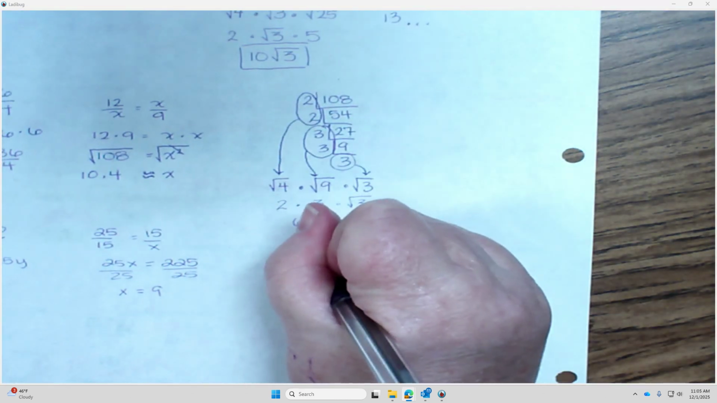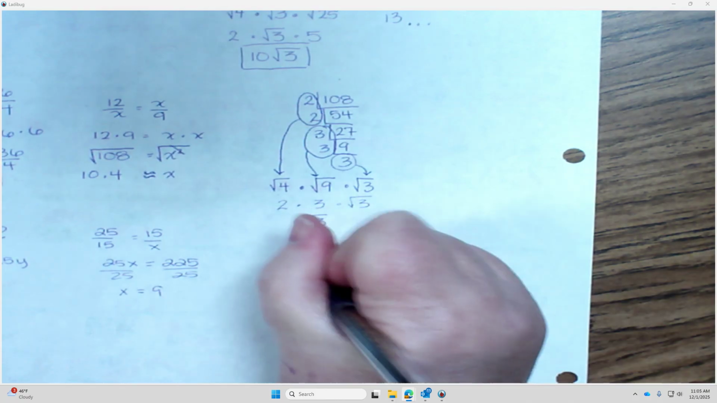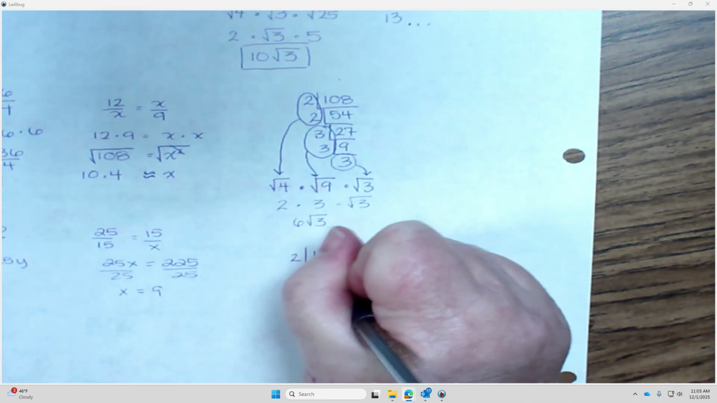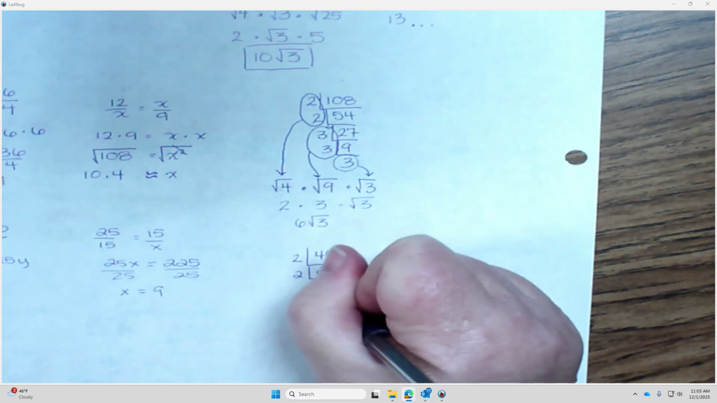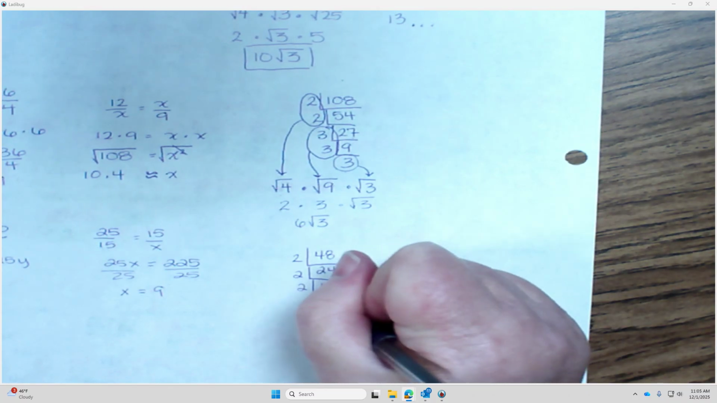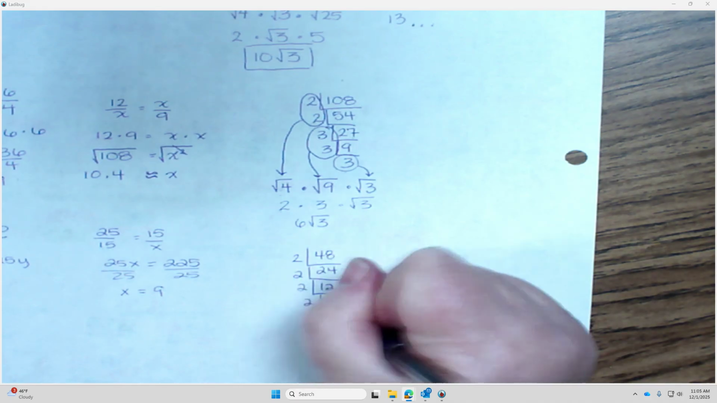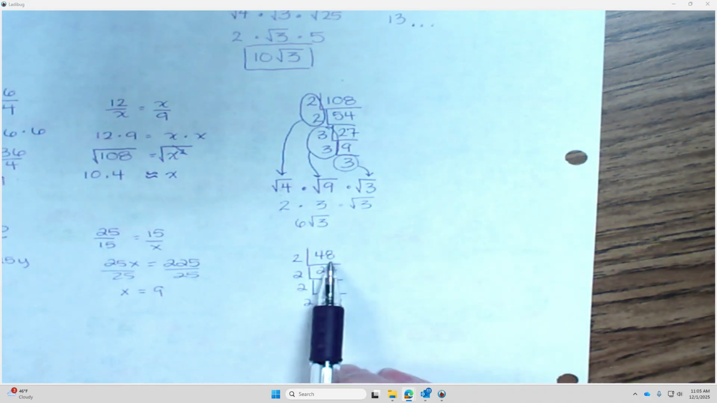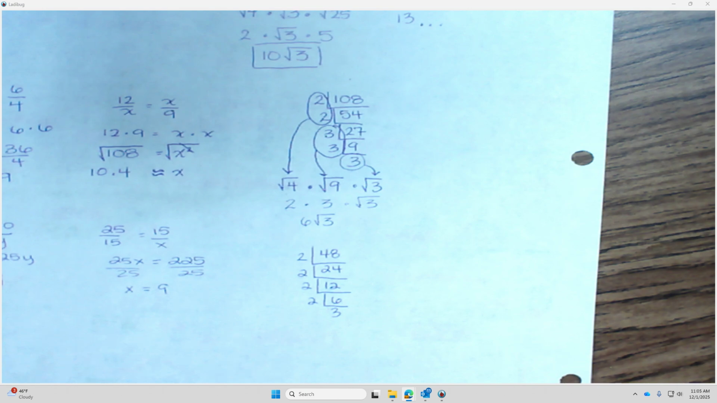So I've got 48. Upside down division: that's an even number, so I divide by 2 and get 24. That's an even number, so I divide by 2 and get 12. Also an even number, so I divide by 2 and get 6. Also an even number, so I divide by 2 and get 3. So 48 divided by 2 is 24, divided by 2 is 12, divided by 2 is 6, divided by 2 is 3. Notice you end up with a lot of 2's and 3's when we do this process.